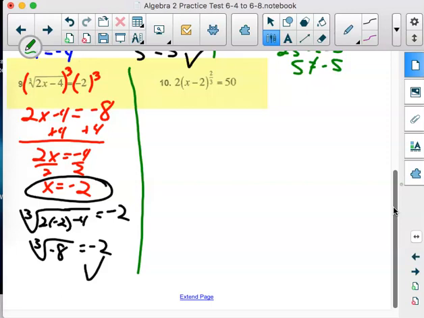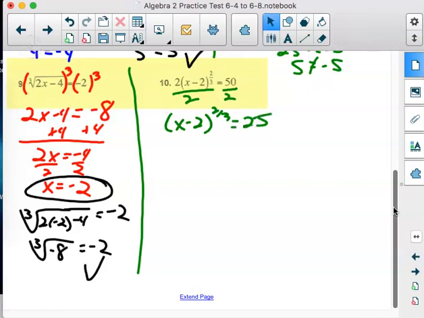Take a peek at 10. Seems like there's too much gunk on one side this time. What should we do? Divide by 2. We have to isolate that fraction power. Now, we're not going to change this one to a radical, and there's a reason. You'll see it in just a minute. What can we do to get rid of that 2/3? Raise it to the reciprocal power, so 3/2.